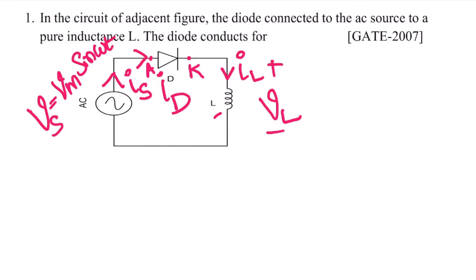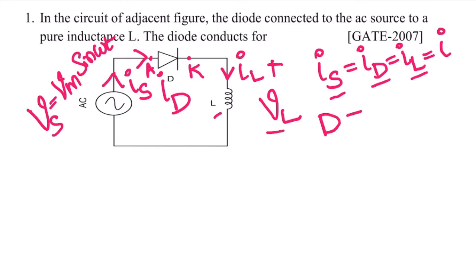If you clearly observe, the source, diode and inductor are all connected in series. Whenever they are connected in series, source current is equal to diode current, which is equal to IL. Because too many variables cause confusion, I indicate them by a simple term I: source current, diode current, inductor current are all simply indicated by I. Now, when the diode is on, what will happen?